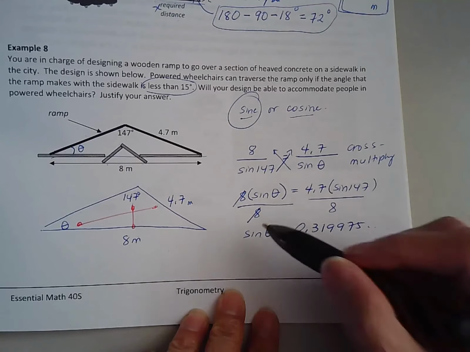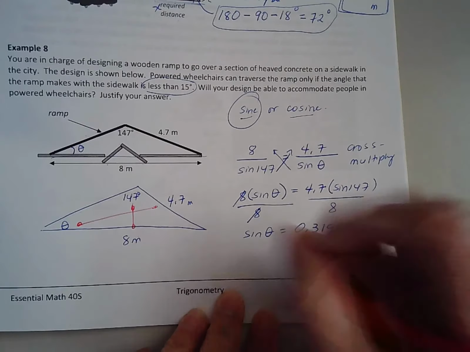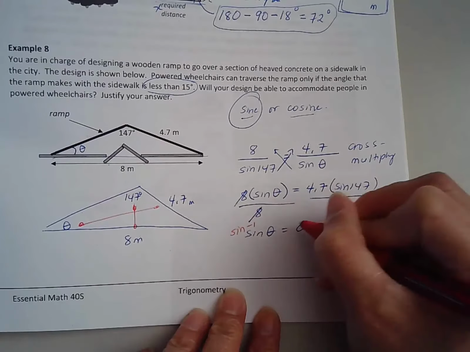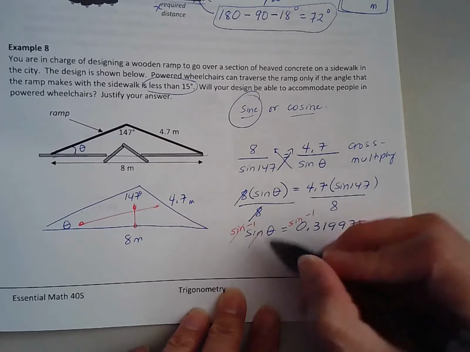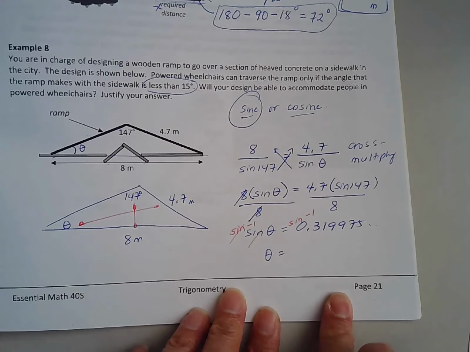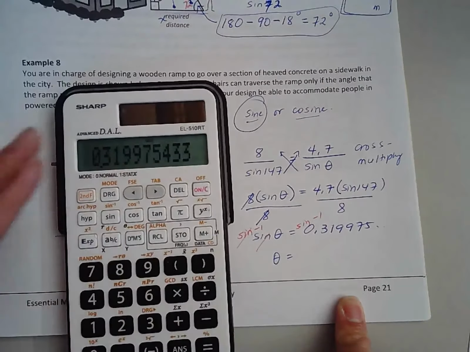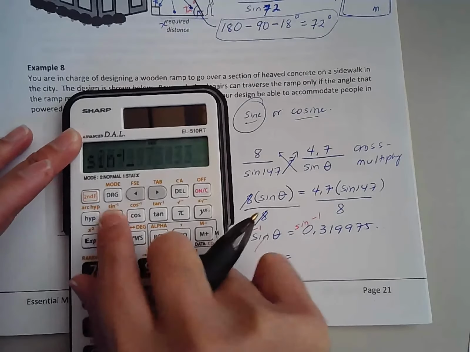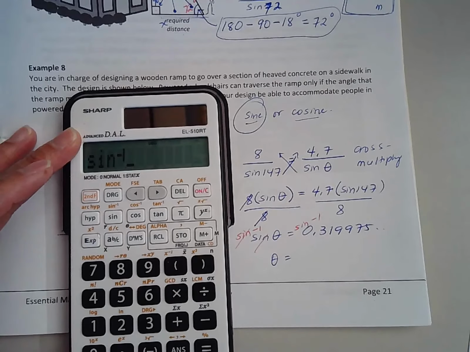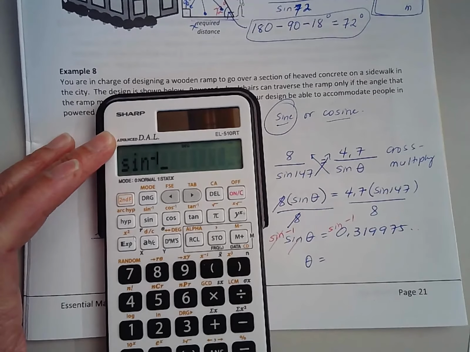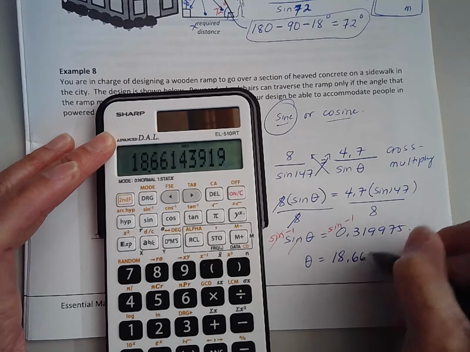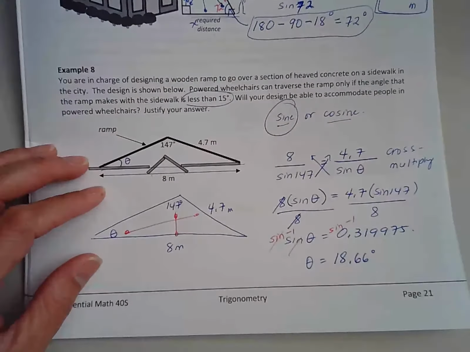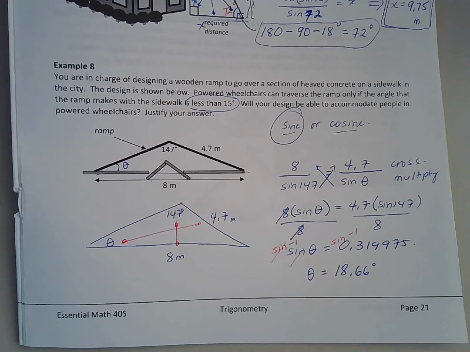So we have to get rid of sine. To do that, we do the sine inverse. You press second function, sine inverse, then equals. Yes, that's right, second function, sine, it'll take us to sine inverse. And then the answer is going to be 18.66 degrees. So that angle is 18.66.